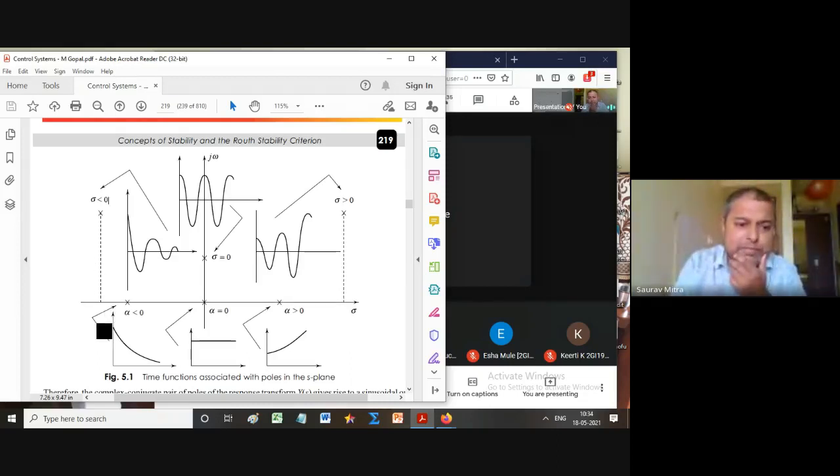That means one pole is here. One pole means a couple of poles. So minus 2 plus minus 3j and minus 2 plus minus 10j. What is the difference between their response? So if you are finding the pole is there at minus 2 plus minus 3j, it is a kind of sinusoid waveform. Minus 2 is actually the exponential.